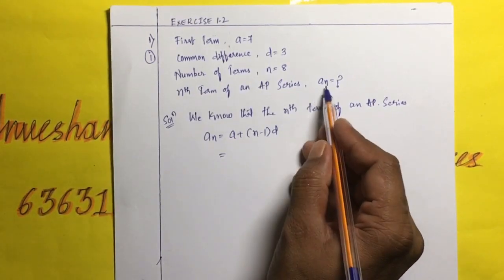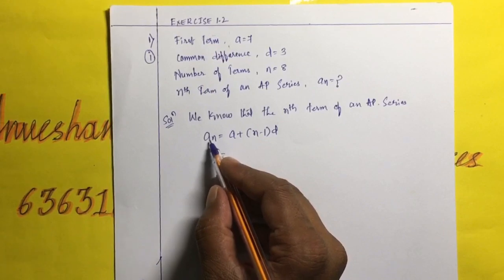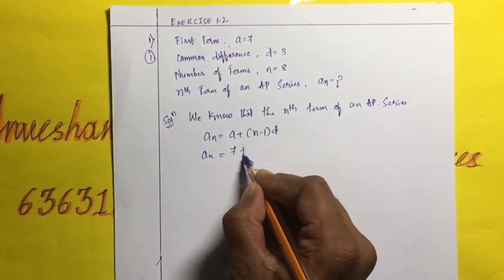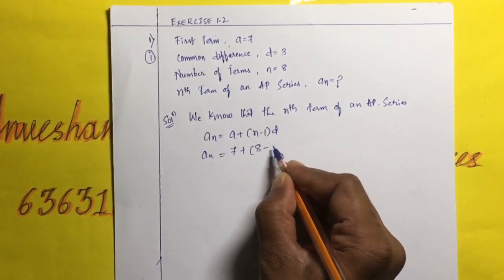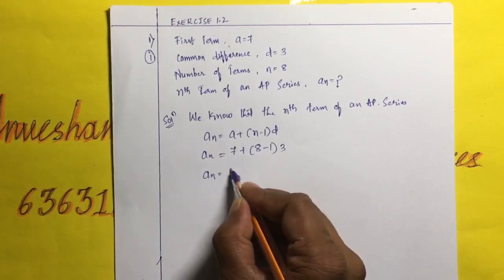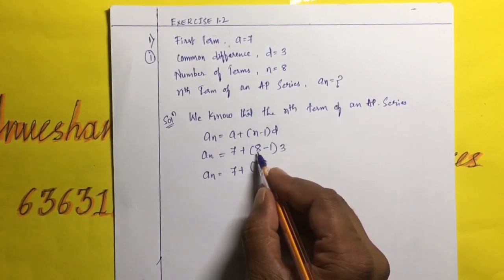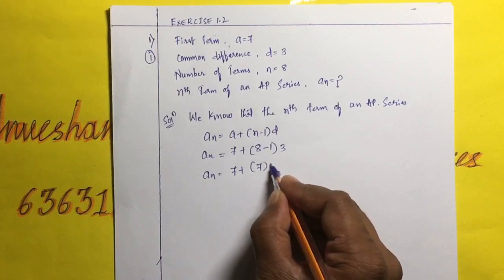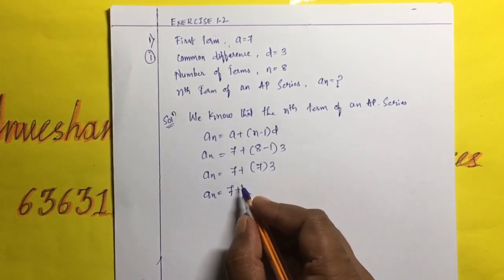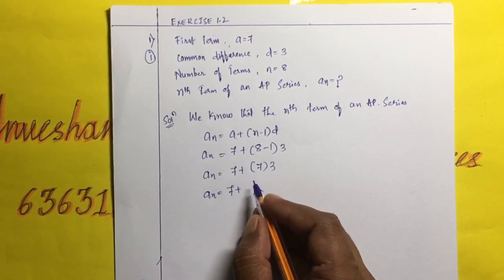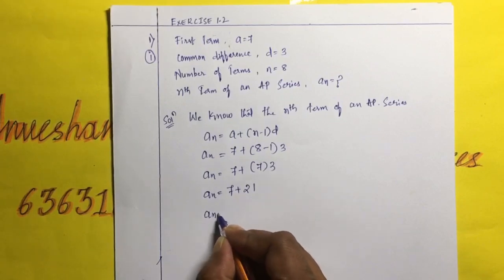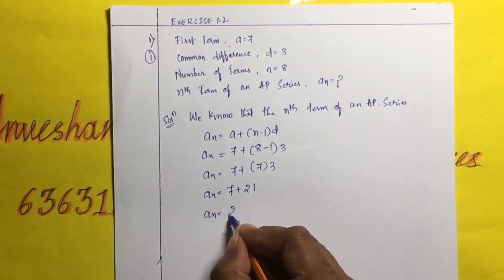So we have to find an. Okay, you keep an as it is. So what is your a? a is 7 plus, what is n? n is 8 minus 1 into d, d is 3. So an equal to 7 plus 8 minus 1 is 7, into 3. So an equal to 7 plus 21. So an equal to 28.